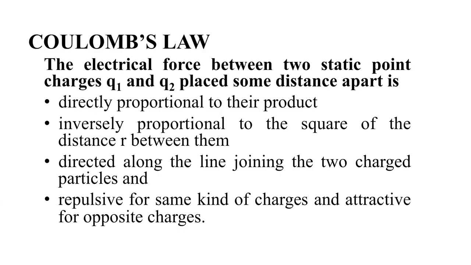Coulomb's law states that the force between two electric charges Q1 and Q2 is directly proportional to the product of the two charges, that is, F is proportional to Q1 Q2. It is inversely proportional to the square of the distance between the two charges. If it is r, then we can say that F is proportional to 1 upon r squared. It is directed along the line joining the two charges. And lastly, the force between two charges will be repulsive if they are like charges, and it will be attractive if they are unlike charges.